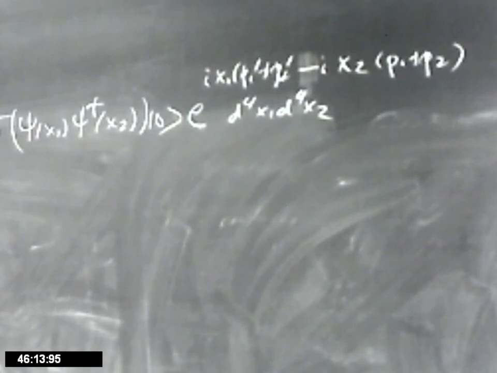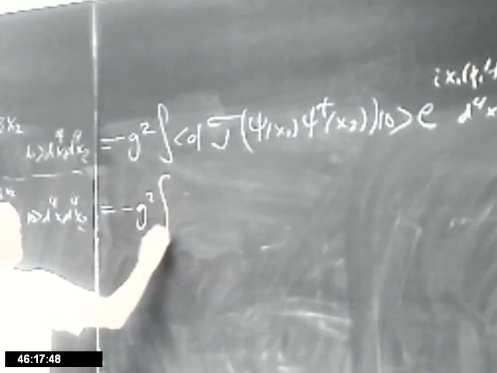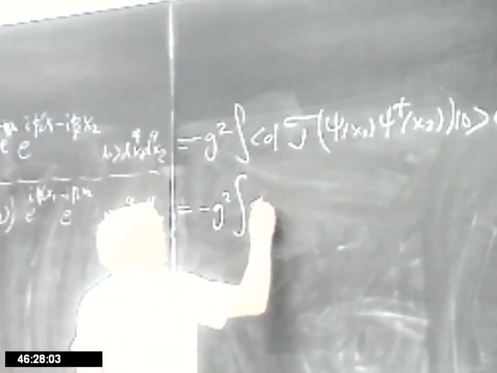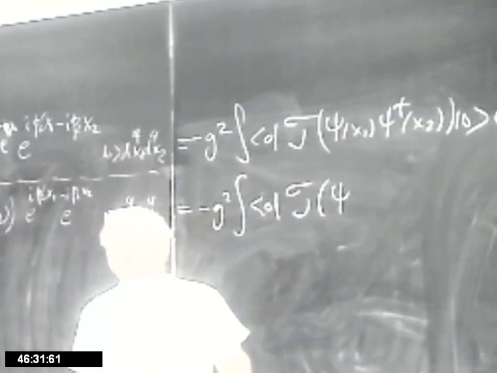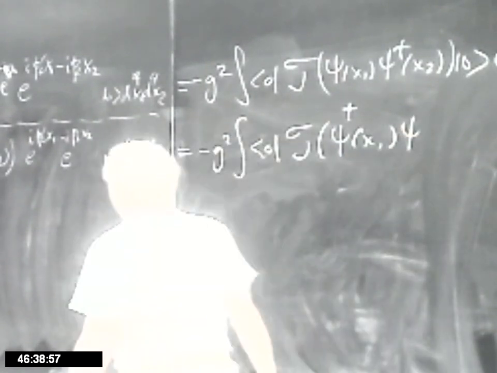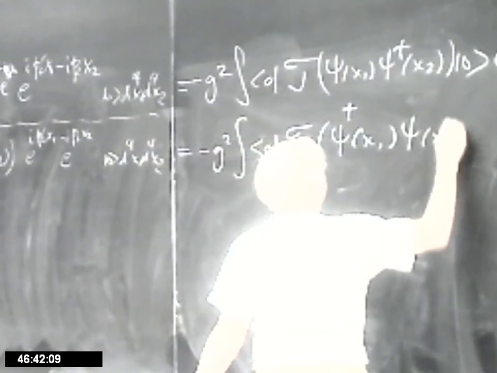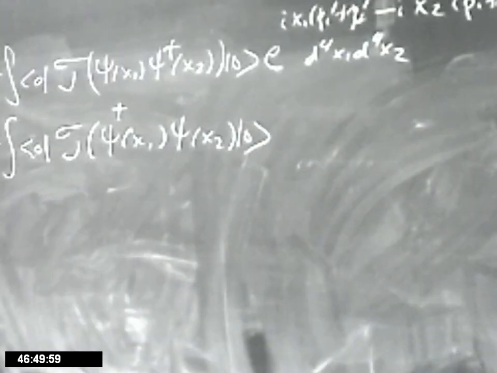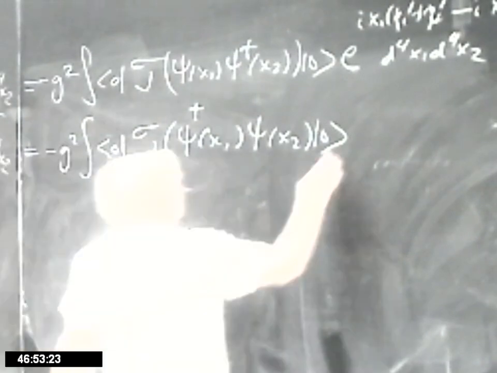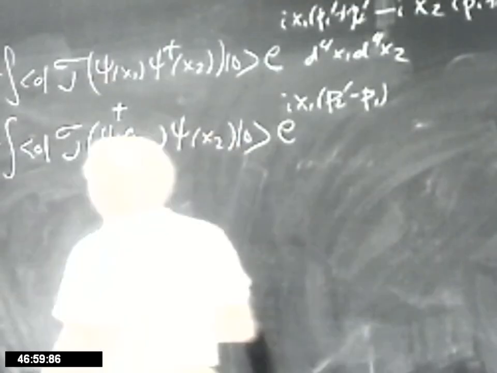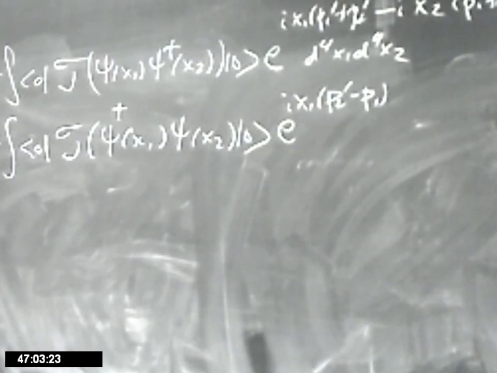And then this one is minus g squared integral, but an extra minus sign if we were dealing with fermions, and it's the same thing, essentially. Well, not quite. It's psi dagger of x1 psi of x2, and then the factors are x1 is p2 prime minus p1. And the x2 is p1 prime minus p2.